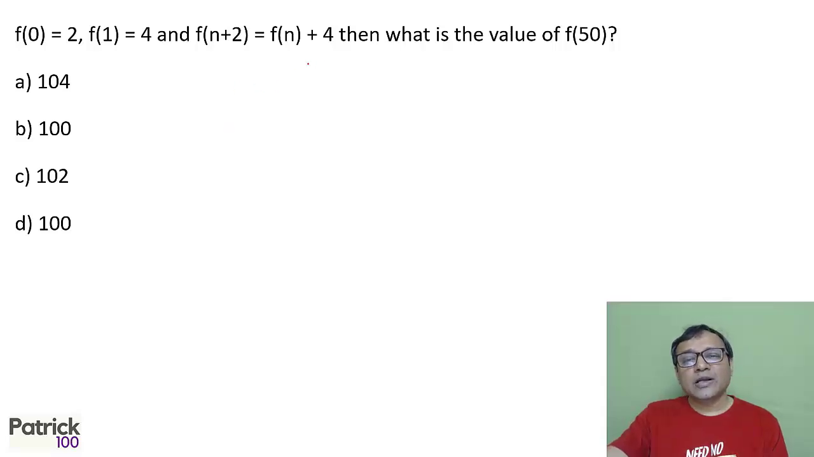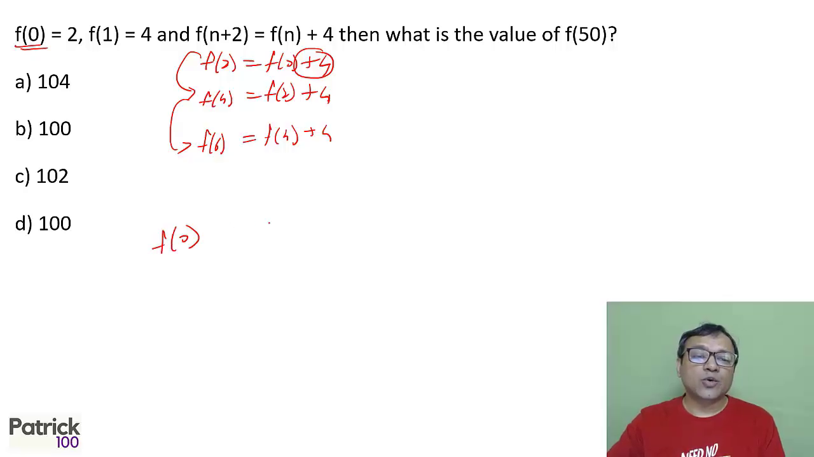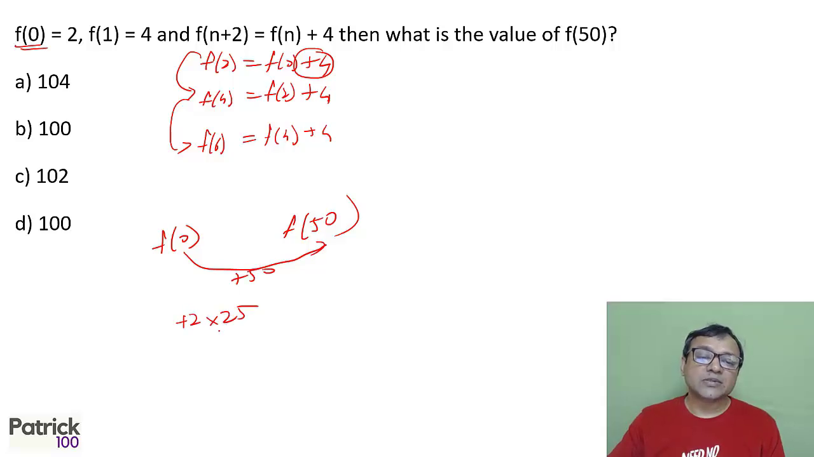If I want F50, I'll use F0, because F2 will be F0 plus 4. F4 will be F2 plus 4. F6 will be F4 plus 4. So that means every time you go up by 2 numbers, you add 4. Now to go from F0 to F50, you have to add plus 50. That means you have to add plus 2 twenty-five times. If you're adding plus 2 twenty-five times, that means you're going to add plus 4 also 25 times.